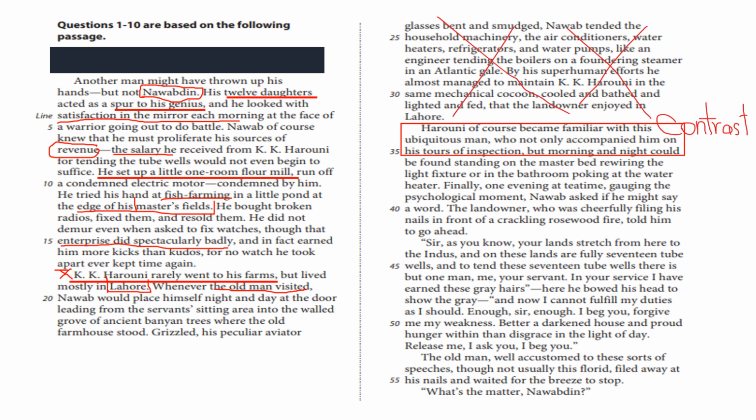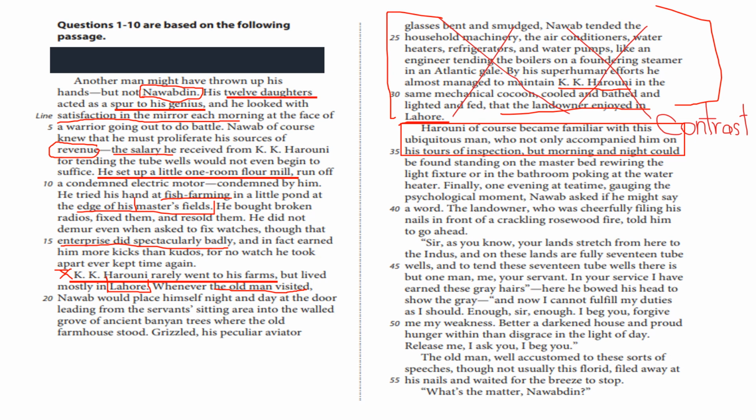The old man visited. Nawab would place himself night and day at the door leading from the servants' sitting area into the walled grove of the ancient banyan trees where the old farmhouse stood. Okay, this part was all scratched out because this is just really telling you about what happens, that this guy, Haroni, was a landowner and he lived in a city in Pakistan. And here you have this. Haroni, of course, became familiar with this ubiquitous man who not only accompanied him on his tours of inspection, but morning and night.